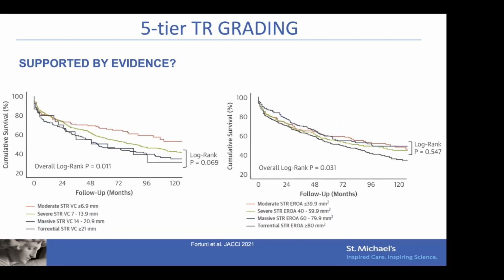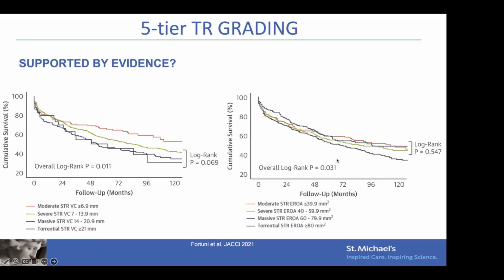This appeared to be confirmed by another study by Fortuny, which is a Dutch group, about 1,200 FTR patients, showing again that if you separate severe TR patients based on the vena contracta, there is actually not a big difference between severe, massive, and torrential. There is a continuum, but it's not statistically significant.